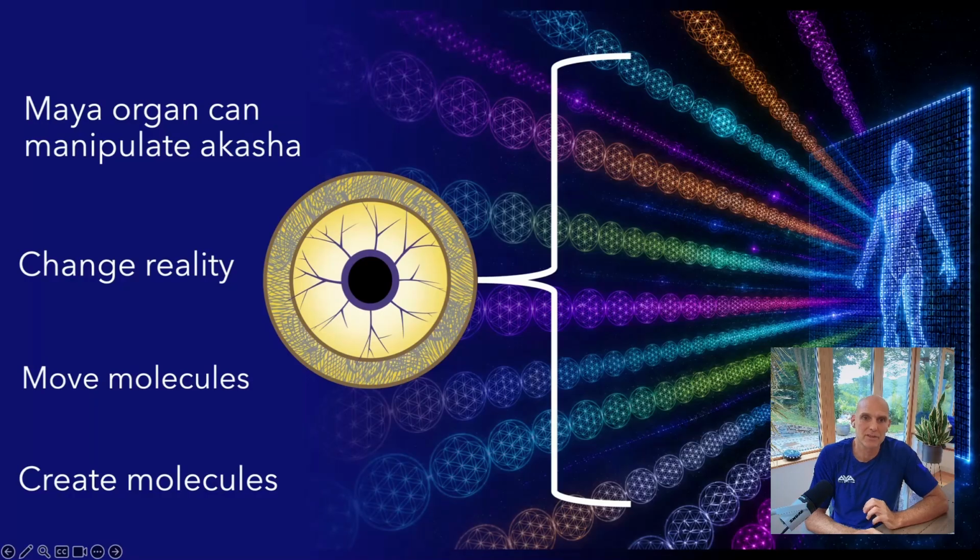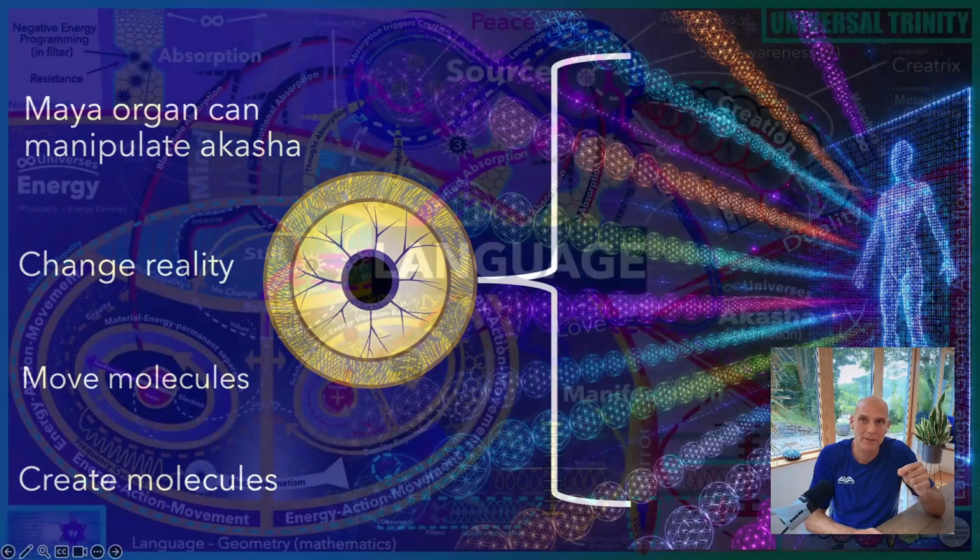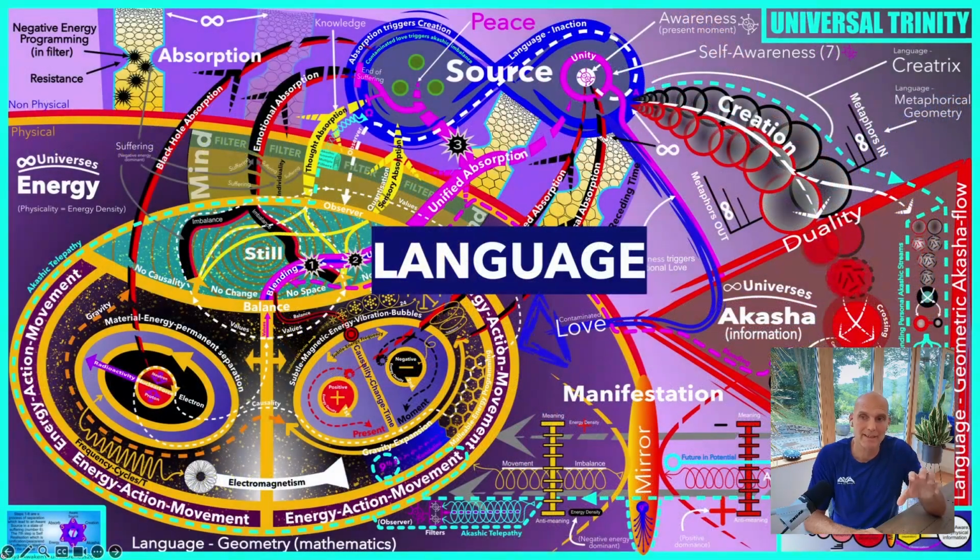Now, let's just try and understand a little bit how it might do that, because it's very important for us to understand it for it to work. Now, let's go back to the language of akasha, because akasha is information, and it's information arranged in a certain way, which we can call a language. Now, we've done this in a couple of lessons before, haven't we? Now, the language actually is part of this universal trinity diagram. That's what the language actually is.